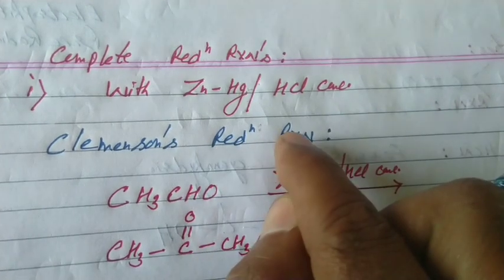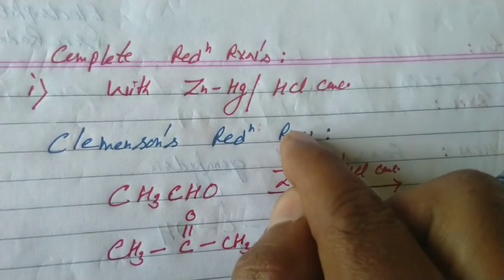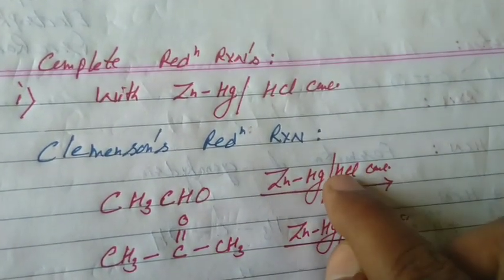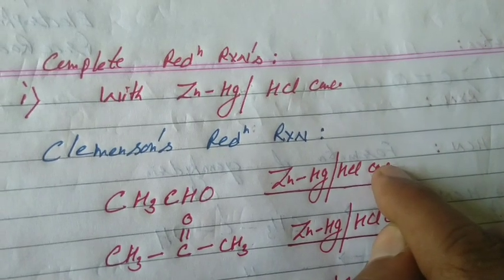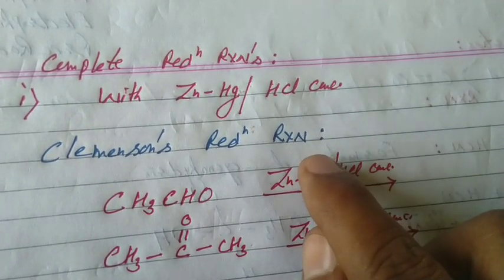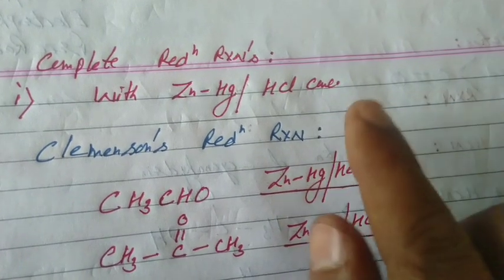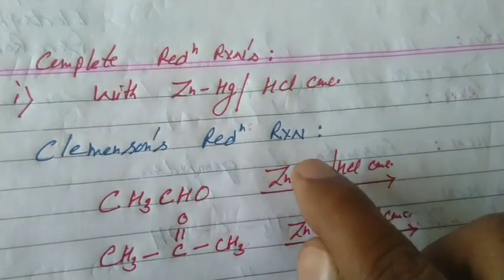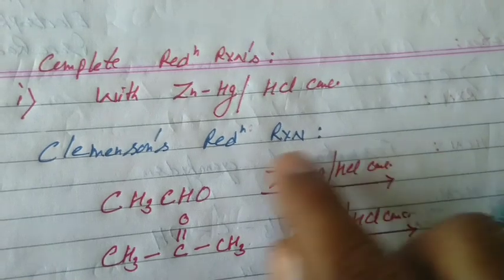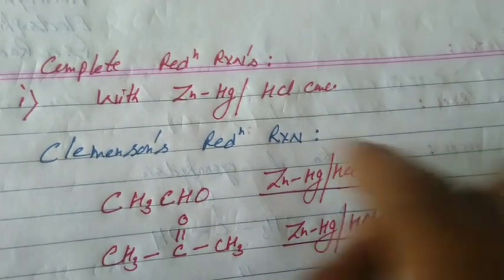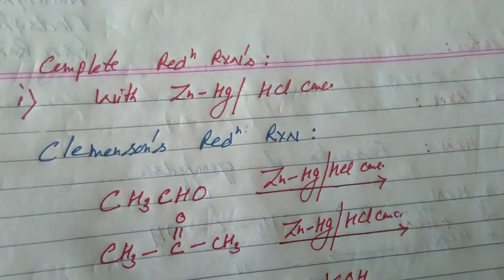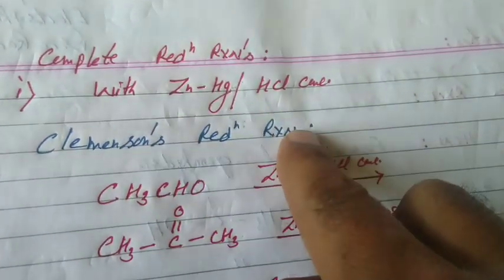Clemmensen's reduction reaction. Which substance acts as reducing agent? Zinc amalgam and concentrated HCl. You know, in Rosenmund's reduction reaction, the reducing agent is catalytic hydrogenation, and we use Pd plus BaSO4. Aldehydes were prepared in this. But this is a reaction of aldehydes. Complete reduction: Clemmensen's reduction reaction.